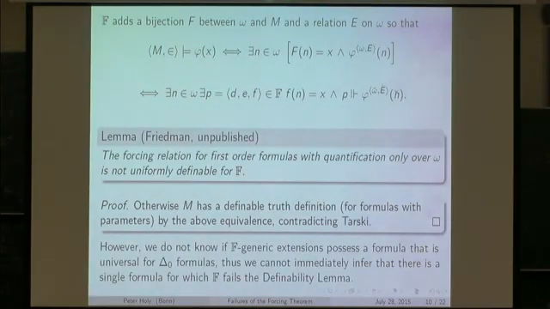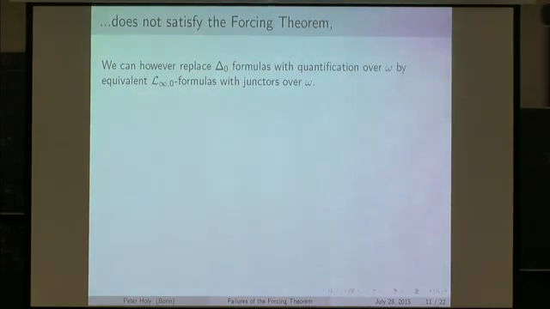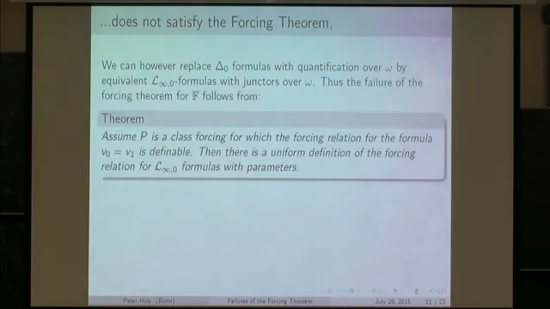So what do I want to say? Oh, yes. So the problem is that we don't know whether these generic extensions by the forcing f have a universal delta zero formula, I mean, a formula which is universal for delta zero formulas, and so this doesn't straight away give us that there's a single formula for which the definability lemma fails. But with a little extra work, we will get that. So the idea is that we replace delta zero formulas with quantification over omega by infinitary formulas with junctors over omega. So that's a trivial step.